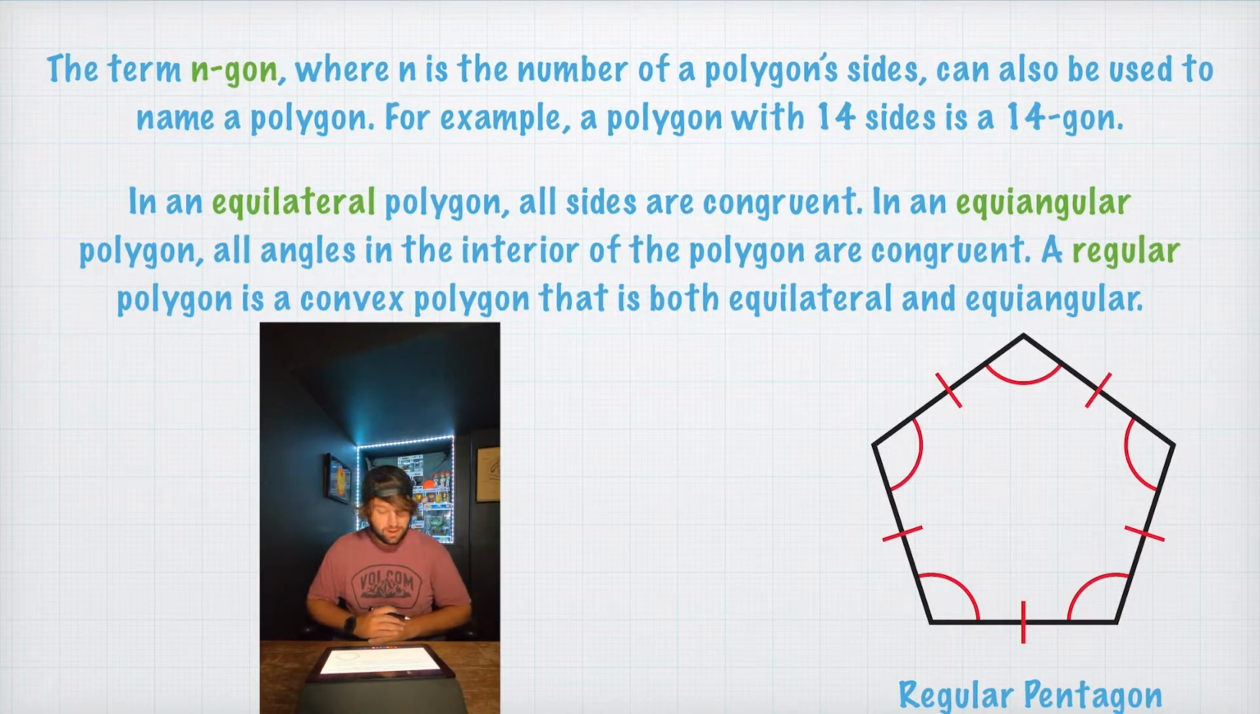In an equiangular polygon, all the angles in the interior of the polygon are congruent. So if you see, each of these have one arch in the angles, so they are congruent. A regular polygon is a convex polygon that is both equilateral and equiangular.